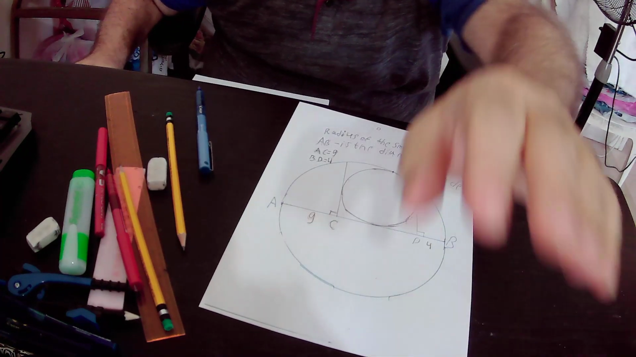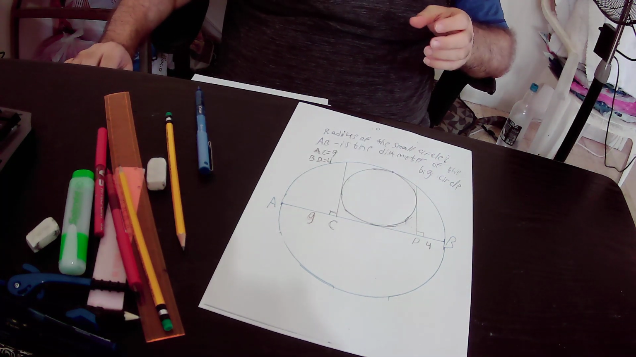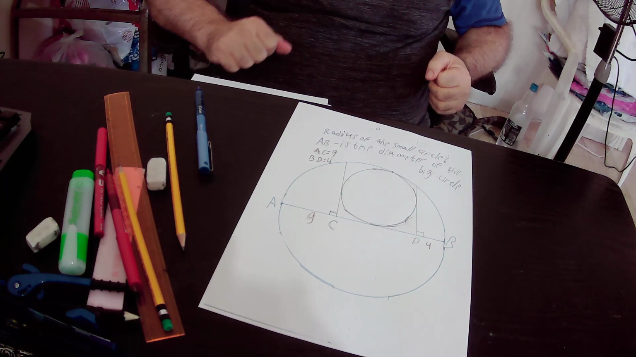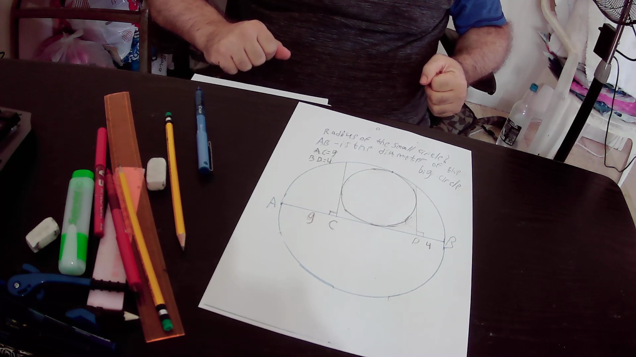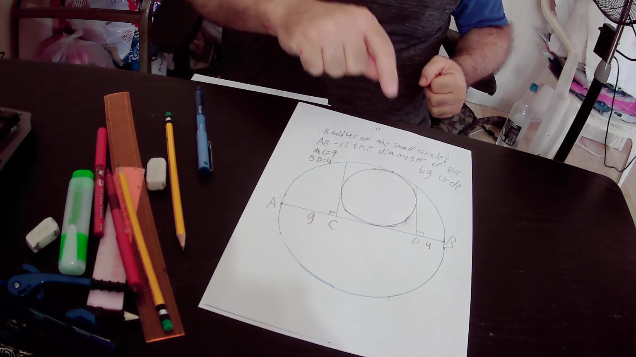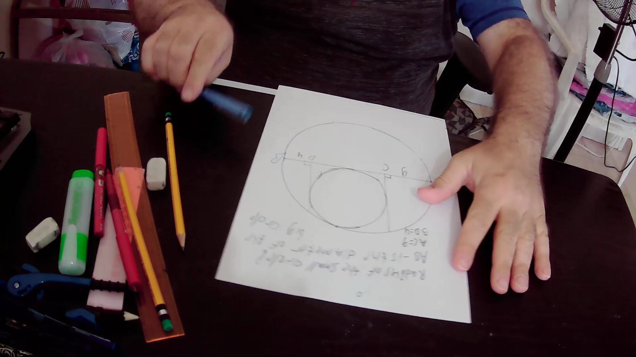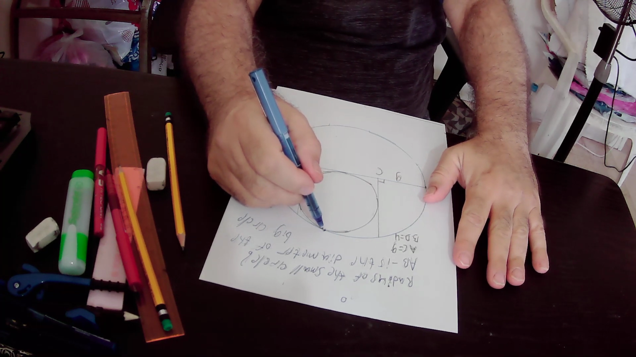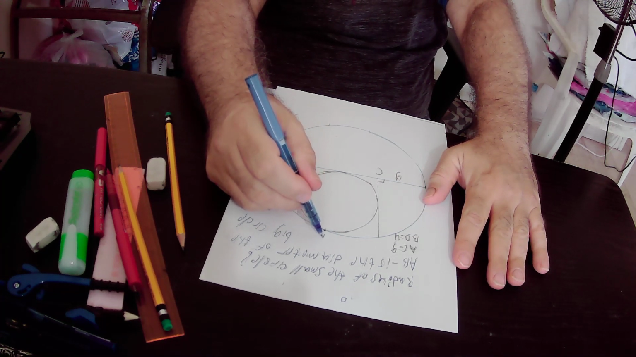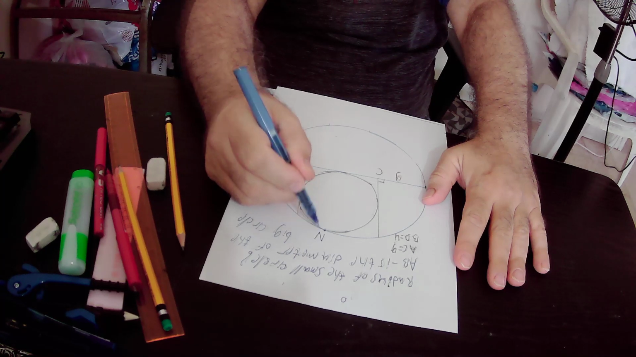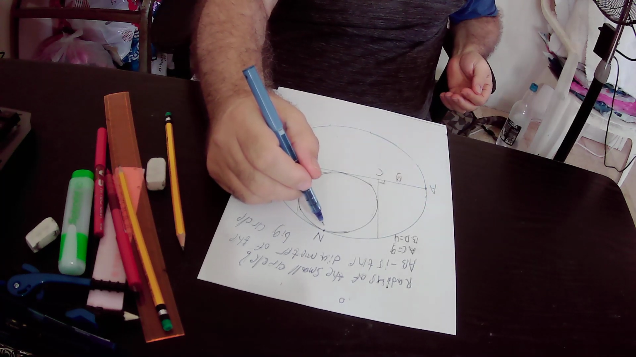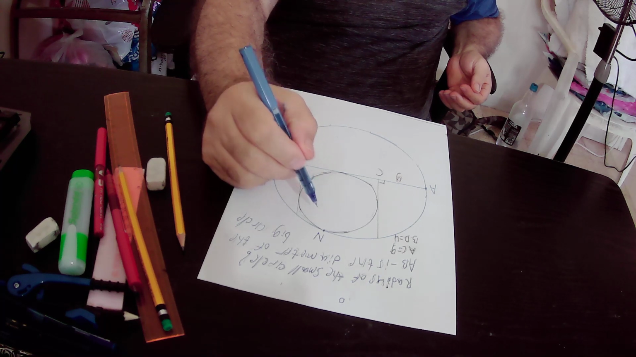Hello, in this lecture we will find the radius of the small circle. In the drawing we have two circles with an internal tangent between them at this point. Let's define this point as point N. Point N is the point of contact between the two circles.